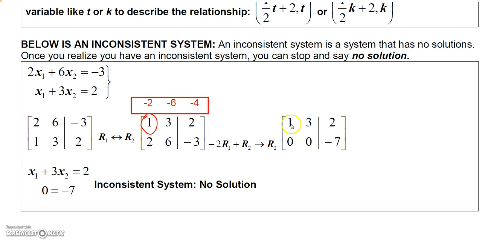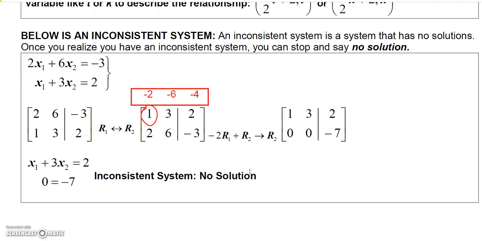So this time the first equation would read x1 plus 3x2 equals 2. But the second equation gives me an impossible equation, 0 equals -7. So in that case, I know I have an inconsistent system, so therefore I have no solution. So that's how you identify dependent systems and inconsistent systems when you're solving problems that are small like this. Now, in the next section, I'll show you how to solve larger systems using augmented matrices.